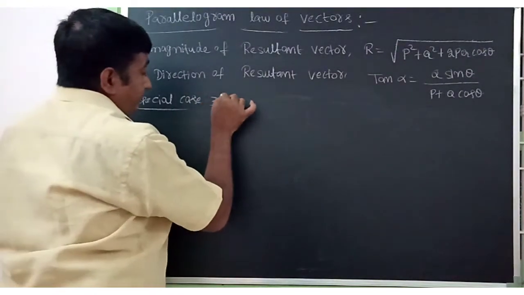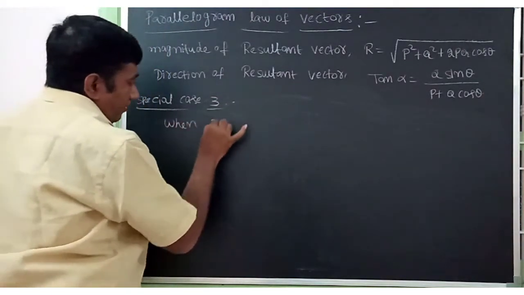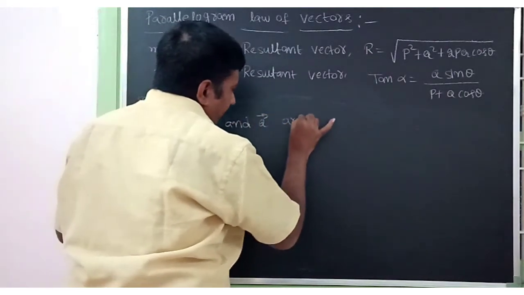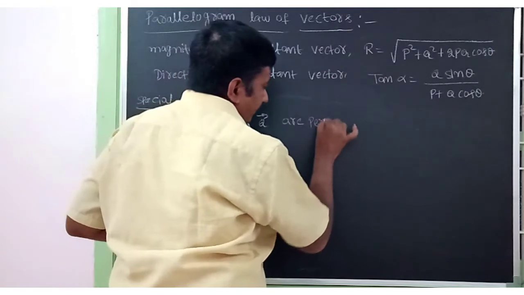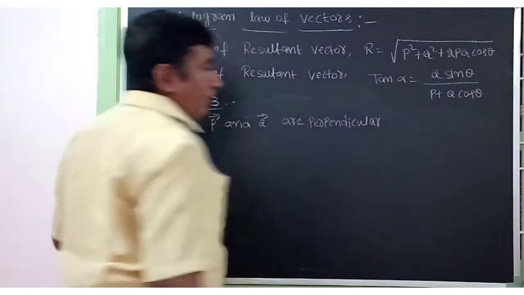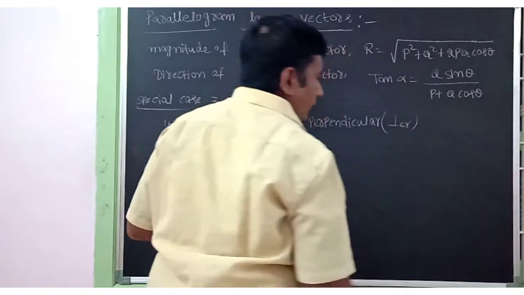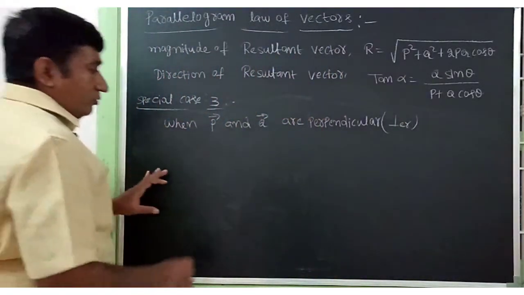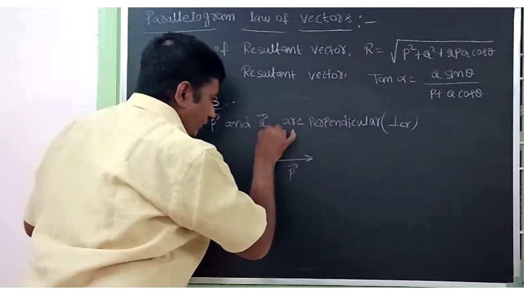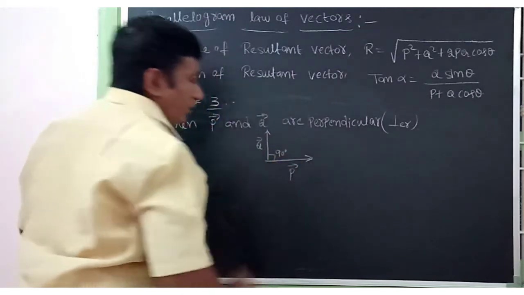Next, case 3. When the p vector and q vector are perpendicular to each other. In short form you can write perpendicular like this. If this is the p vector and this is the q vector, they are perpendicular, or normal, to each other.